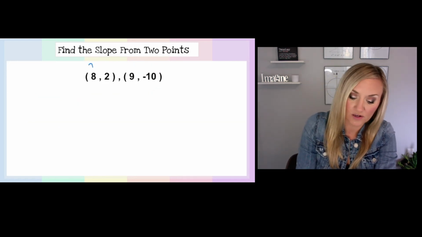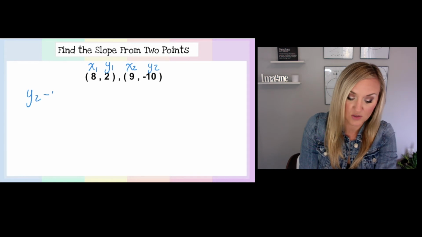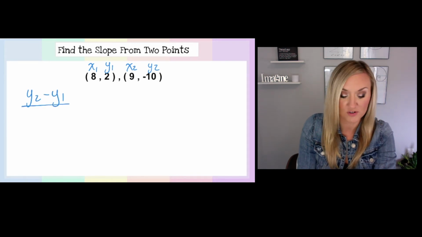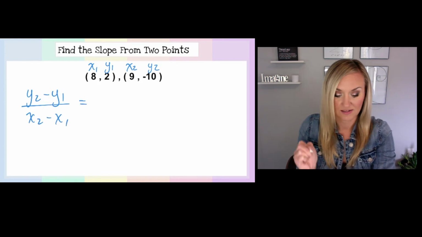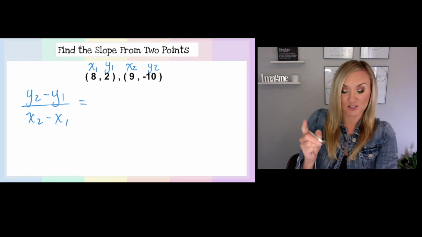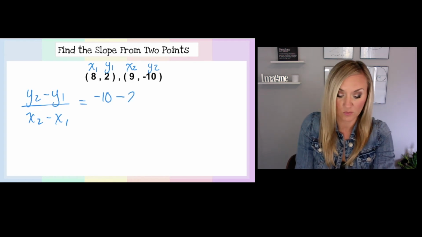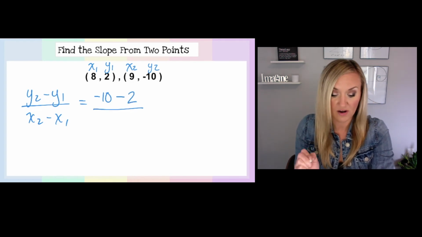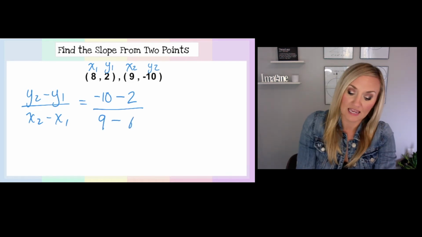So we're going to write x1, y1, x2, y2, and we have y2 minus y1, which is our formula for slope, over x2 minus x1. All right, our y2 is negative 10. We're going to subtract our y1, which is 2, over x2 is 9, minus our x1 is 8.